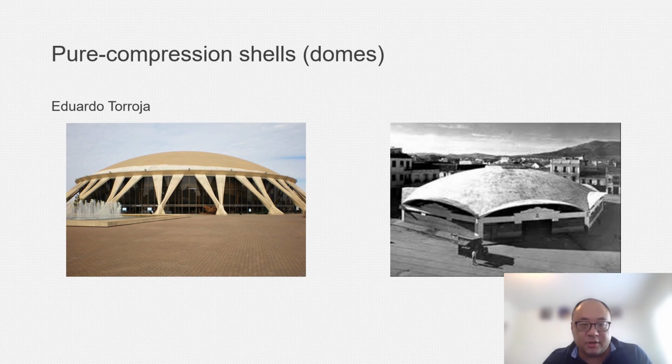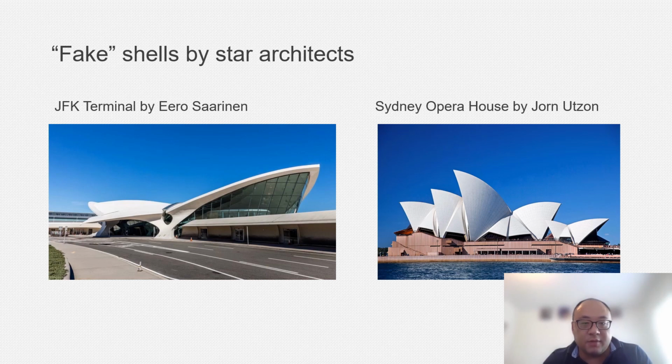Here are two images showing pure compression domes designed by the famous structural engineer Eduardo Torroja. As you can see, the shapes in pure compression are always dome-like. At the same time, there are fake shells designed by star architects. Although engineers may say these are fakes, I believe they are beautiful and elegant. As you can see, they have nice overhanging free edges stretching out towards the sky.